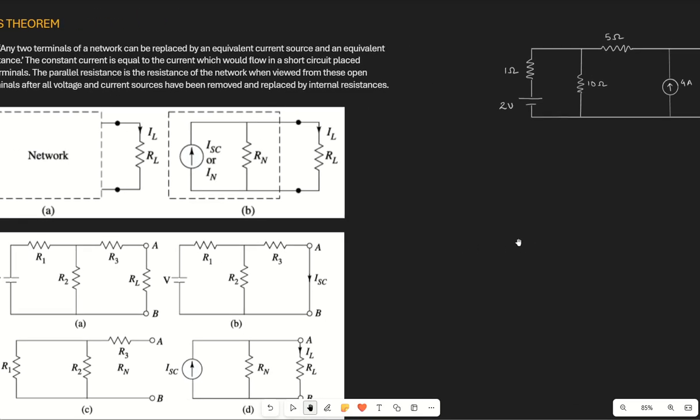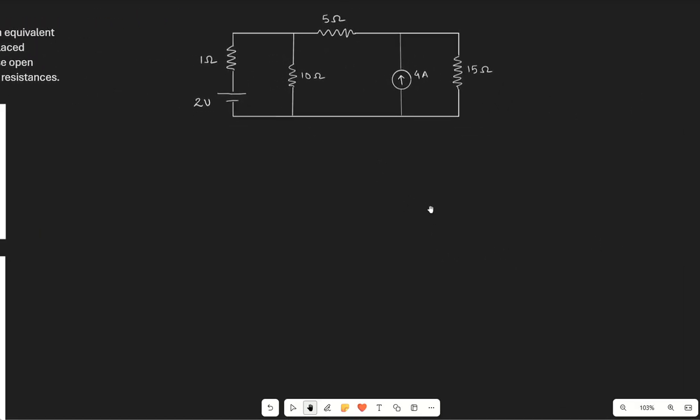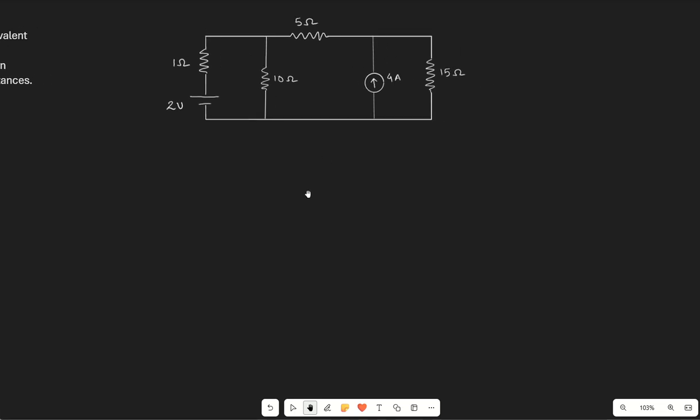Okay, so now let's see how to solve this circuit using Norton theorem. As we have discussed, for Norton theorem we should have a short circuit across the load resistance. Here we have to determine the current across this 10 ohm resistor. So first let us duplicate the circuit.